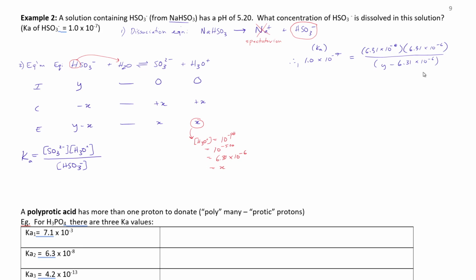I'm going to isolate for y, and to do so I'm going to start simplifying. So 1.0 times 10 to the negative 7 is equal to 6.31 times 10 to the negative 6 squared, all over y minus 6.31 times 10 to the negative 6. I'm going to flip both sides of the equation. So 1 over 1.0 times 10 to the negative 7 is equal to y minus 6.31 times 10 to the negative 6, all over 6.31 times 10 to the negative 6 squared. I will multiply both sides by 6.31 times 10 to the negative 6 squared.